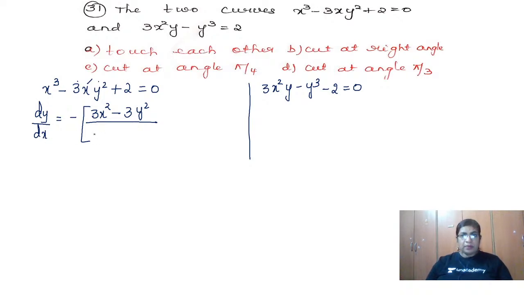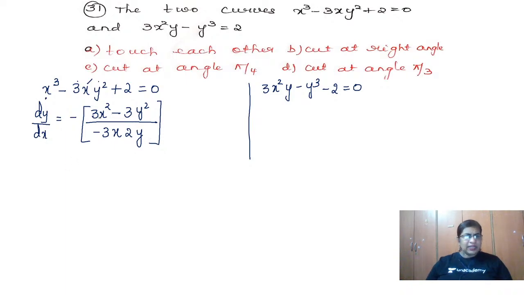Now in the denominator, differentiate y keeping x as a constant. x cube, x is a constant, so this is 0. Then minus 3, a constant, and x is a constant; the derivative of y square is 2y. Then plus 2 is a constant, again 0. So the slope derivative is done.